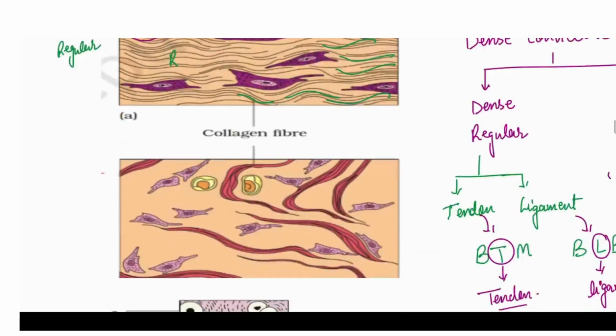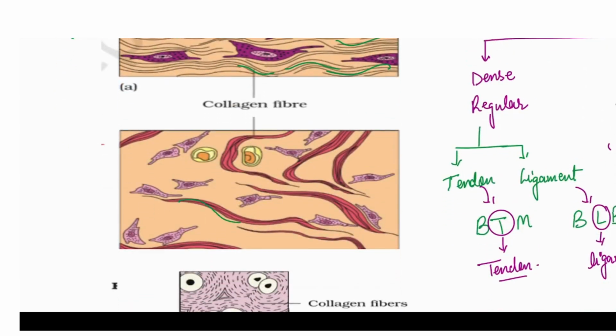But in the other diagram here it is showing that some fibers are going in this direction, some are going in another direction, different sides. So this is the irregular pattern.